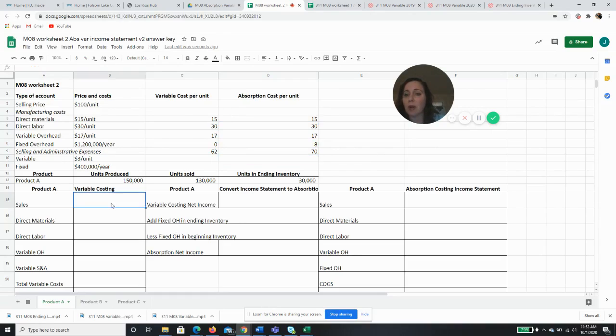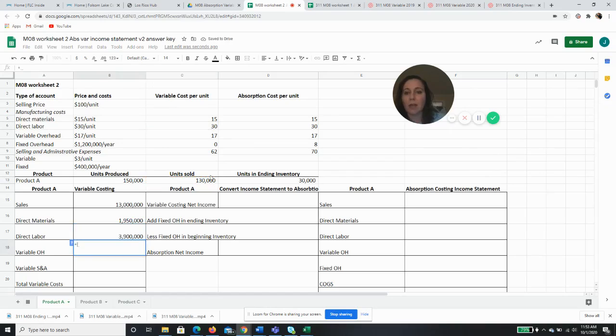All right, so let's go do our variable costing. Our variable costing, we sold 130,000. So I'm going to go ahead and link that. We sold 130, and we're going to multiply that by our price per unit, which is $100. So we have $13 million in sales. Our direct materials is going to be the number of units sold, 130,000, times our direct materials cost per unit of 15. Direct labor will be the units sold, 130, times the direct labor cost per unit of 30. So that's going to give us 3.9 million.